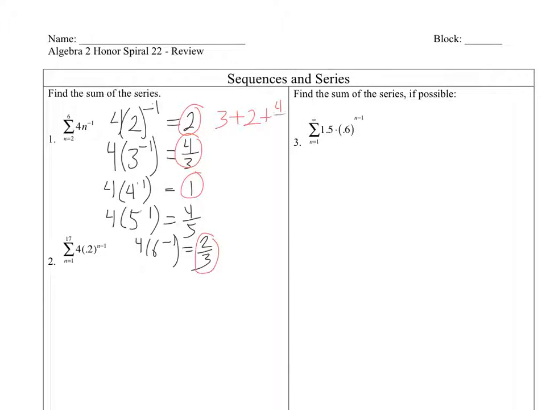And then 4 fifths is kind of on its own. So that's going to be 5. Converting that to fifths, that'd be 25 fifths. Plus 4 fifths would be 29 over 5 as a final answer.